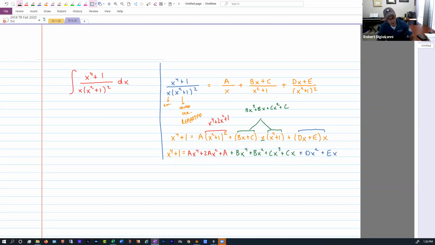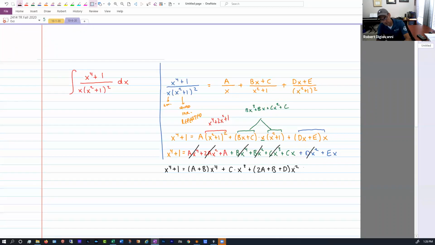All right, next line, I'm going to collect all my like terms together. All right, let's start with x to the fourths. Got an a plus a b, and that's it. Takes care of those. X cubes, I only have one. So plus c times x cubed. X squareds, I've got quite a few of them. So 2a takes care of that. Got plus b, takes care of that. Plus d, that's my x squareds.